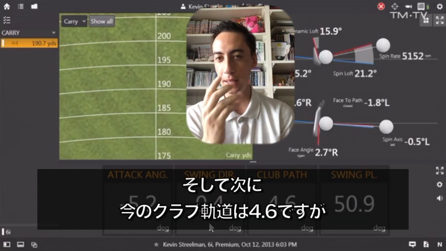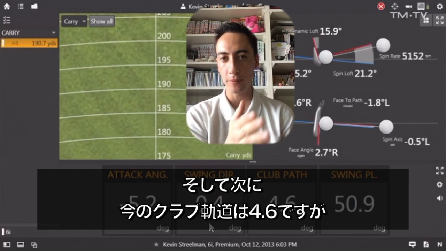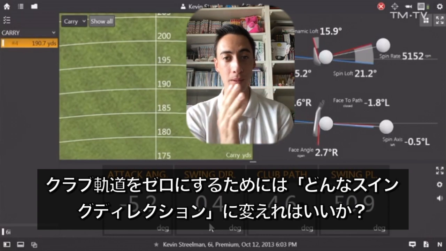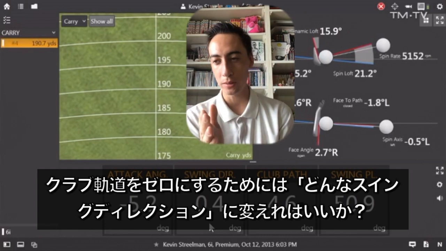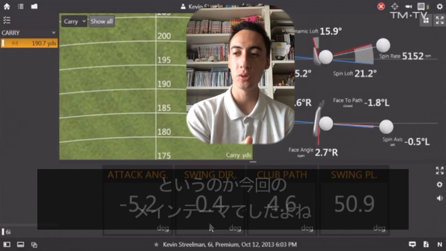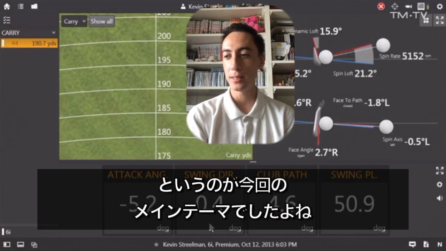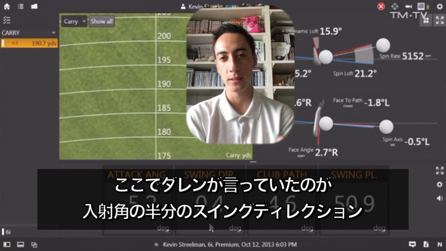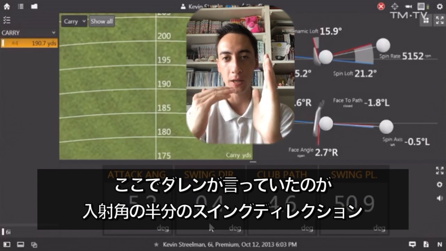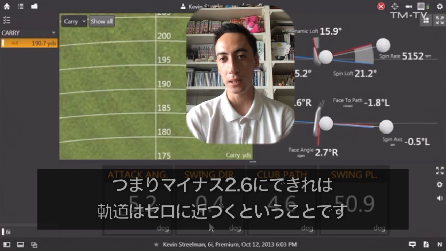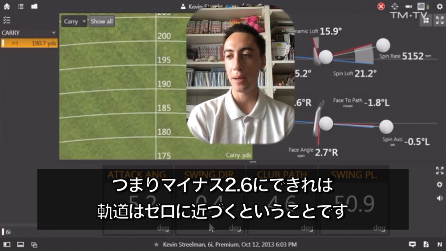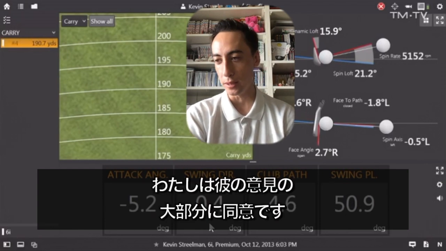The next thing that he had to figure out is, okay, the club path currently is 4.6. For the main topic of this video, remember, we're trying to shift club path closer to zero. What swing direction would Kevin have to have to get that club path closer to 0? So what Darren May said was, if you take the angle of attack and you cut it in half, that would be a negative 2.6 swing direction. That should give him a club path that's closer to 0.